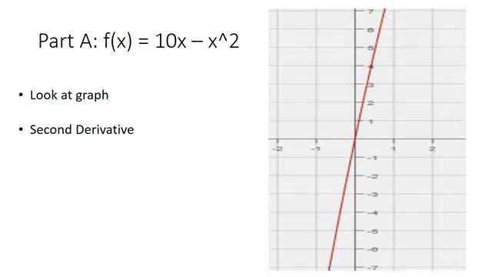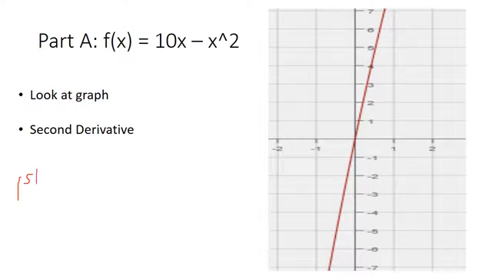So this problem has multiple parts, 5 parts to be exact, and for part A, it is asking about the function f of x equaling 10x minus x squared. And there's 2 ways we can go about this. We can look at the graph to see if the function is curving upward or curving downward or neither, or we can look at the second derivative. And in this case, we can't really tell from the graph if the function is curving upward or downward or neither, so the best thing to do is to use that second derivative test.